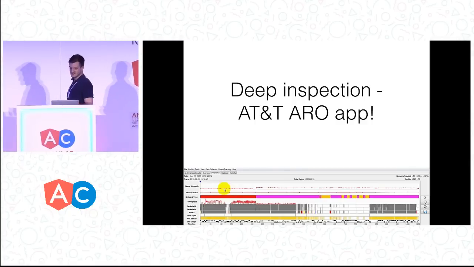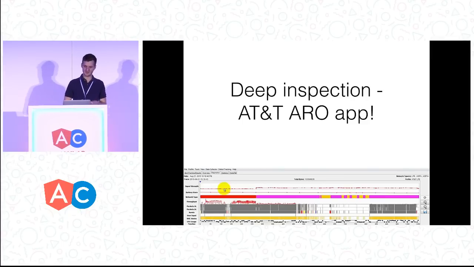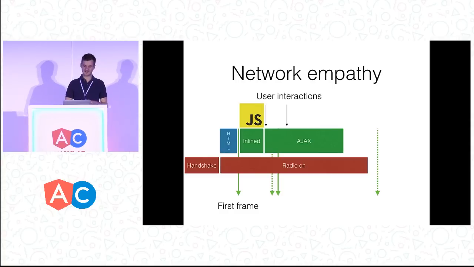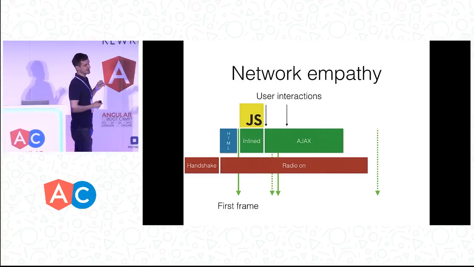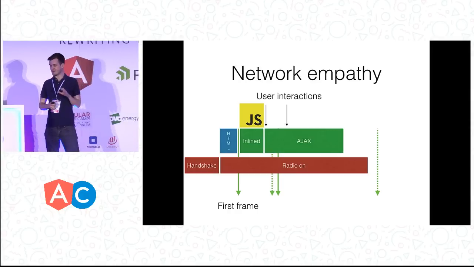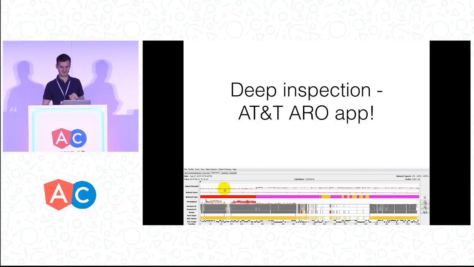Cool. If you want to get really deep into this stuff, have a look at the AT&T ARO app. This actually lets you look at things like the radio state, toggling from low power to high power and back again. Really, really cool. We won't have time for that today. So developing network empathy is a really useful skill for designing fast web applications. I really recommend you do it, and that involves using crappy 3G connections as much as possible.